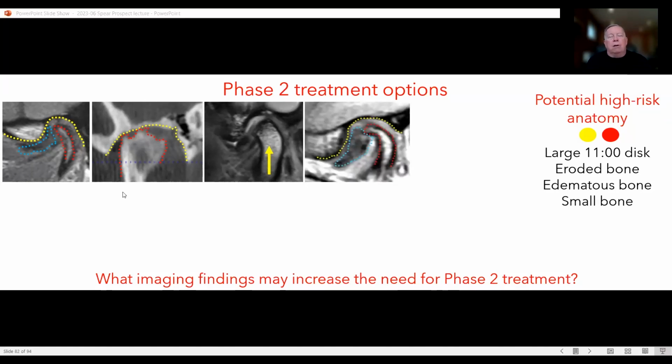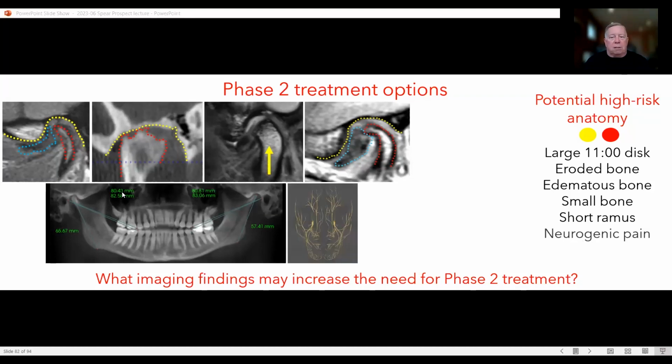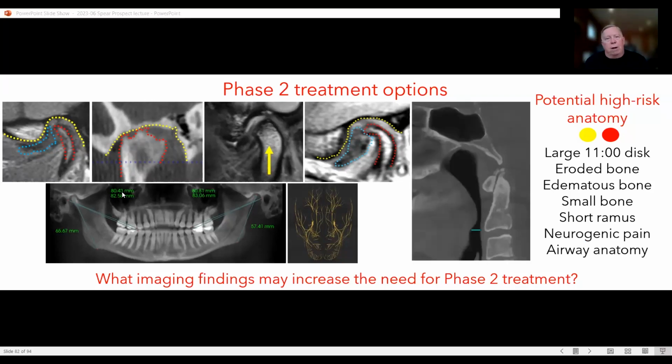Small bone's hard. Small bone, again, it's not enough to carry the load. If you think about force distribution, basically it's like wearing high heel shoes and walking through wet grass. There's just not enough support there to be able to distribute the load. Short ramus lengths are tough because that compromises the airway, it compromises the occlusion, it compromises the aesthetics. Neurogenic pain many times is related to the structural breakdown of the anatomy, and airway anatomy sometimes what drives the discussion simply because patients have such compressed airway spaces.